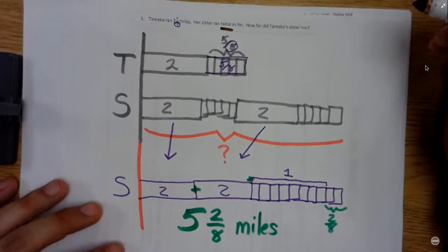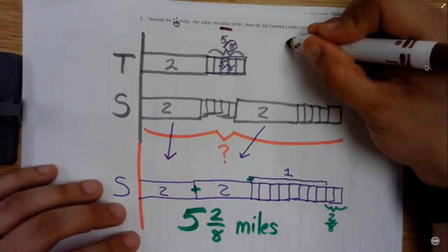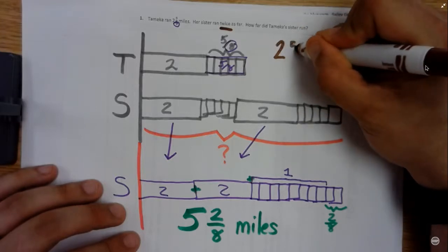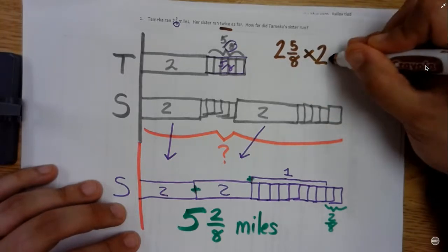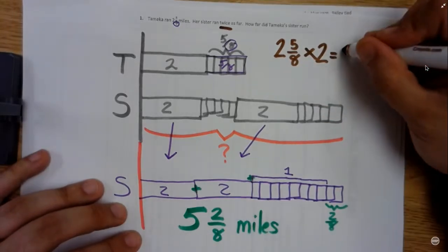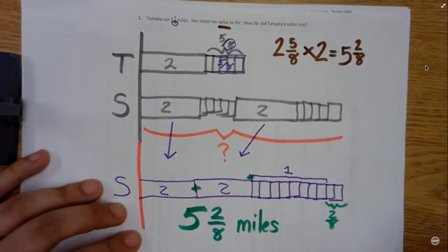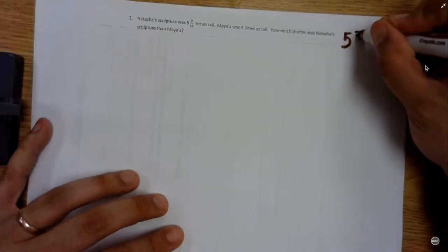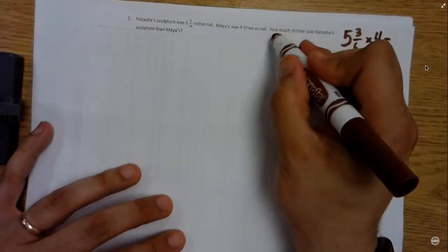And we should, by the way, go back to this one for a second. I always like to pull out the equation that we can represent. So we know that it's 2 5/8 miles that Tamika ran times 2, because it's twice as far, equals, we concluded, 5 2/8. So if we look at this one, now our equation, we're looking at 5 3/16 times 4. That's at least initially, but then you get to this last part right here.